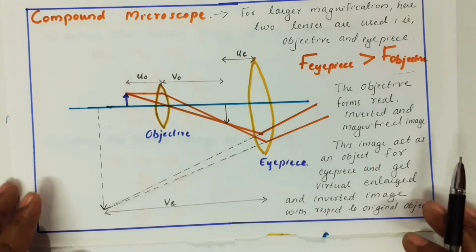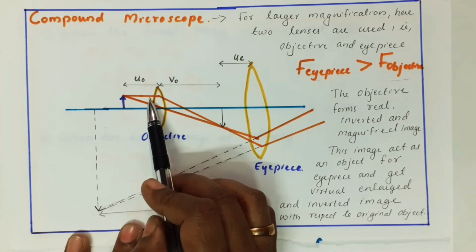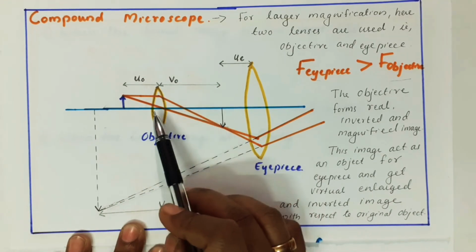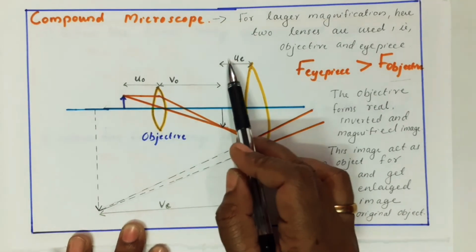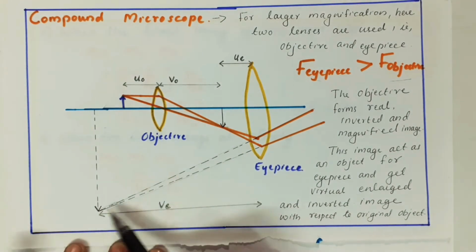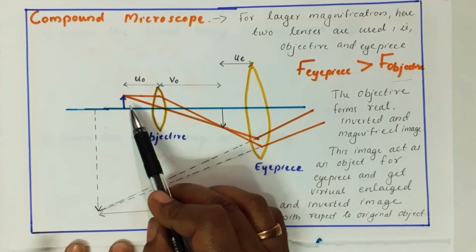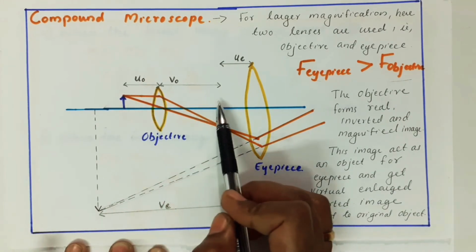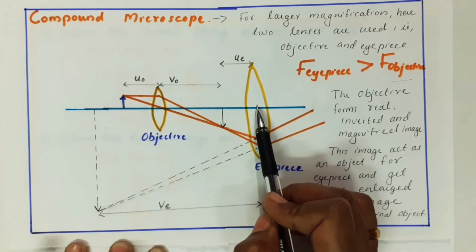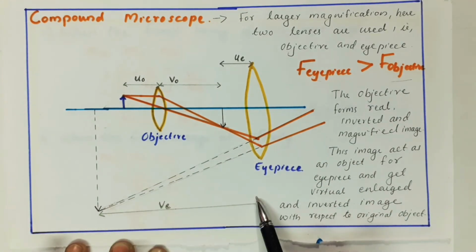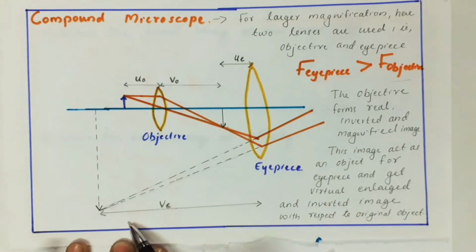Now I'm going to write all the terms. This is the object with respect to the objective, so UO. This is the image with respect to the objective, so it is called VO. The distance from this to the eyepiece is called UE, and the distance from this to the final image is called VE. That is object distance with objective, image distance with objective, object distance with respect to eyepiece, image distance with respect to eyepiece. Clear? UO, VO, UE, VE.